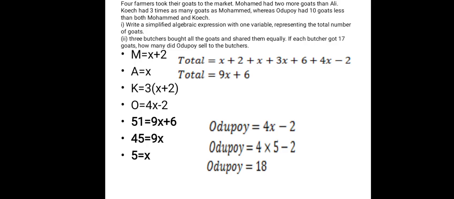But now, we have 3 butchers buying the goats, and each got 17. They shared them equally and got 17. So 17 times 3, we get that the total goats were 51. So we equate 51 to the expression 9x plus 6, because that is also the number of the total goats, and we solve, we get that x is equal to 5. Now the goats that Odupoi had were 4x minus 2. So wherever there's x, we put 5. So 4 times 5 minus 2, we get that Odupoi had 18 goats.